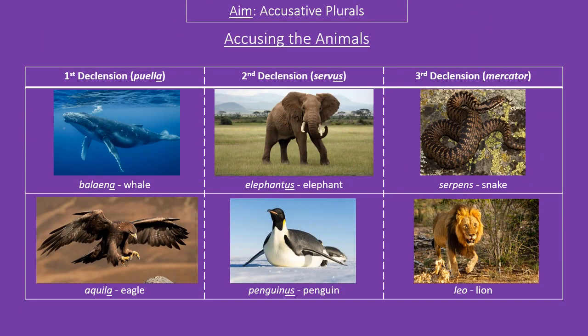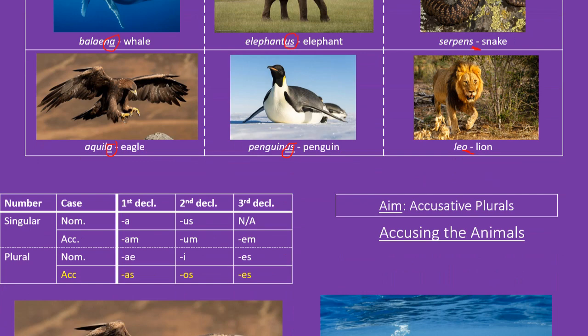So let's accuse some animals. We've got 2 examples for each of the declensions. Balina and Aquila are both nouns that are first declension. You can kind of tell because of that A. It really helps to work it out. Elephantus and penguinus are both nouns in the second declension because, again, they've got that us ending. As we can see, Serpens and Leo don't have a particular ending because third declension is weird.